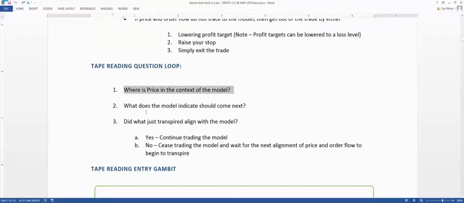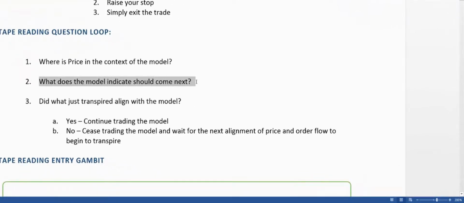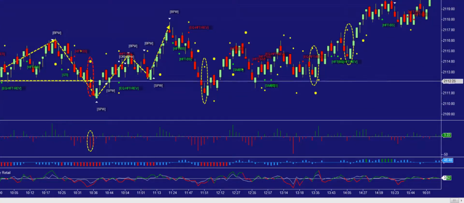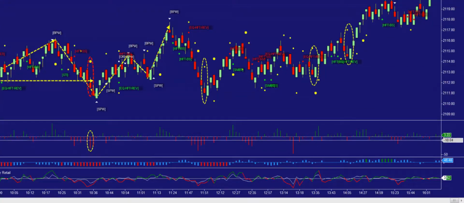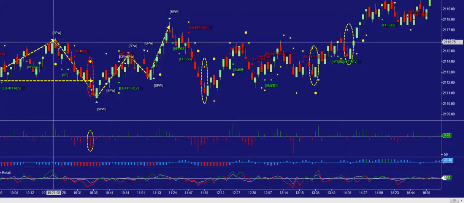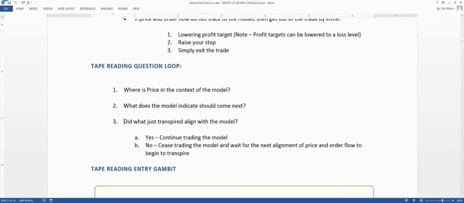Question number 2. What does the model indicate should come next? Well, if the price is going down here and I see all this selling, I don't think this may be the ultimate low. I'm expecting it to move up a bit. Then I'm going to monitor the move up and I say, did what just transpire align with the model? Yes, we're going to continue trading the model. No, we're going to cease trading the model and wait for the next alignment of price and order flow to begin to transpire. This is such a critical point.